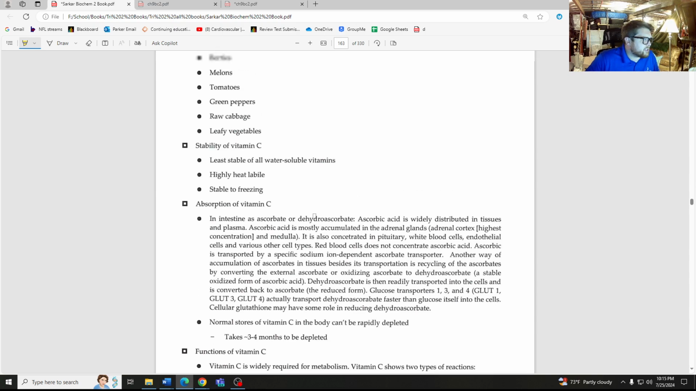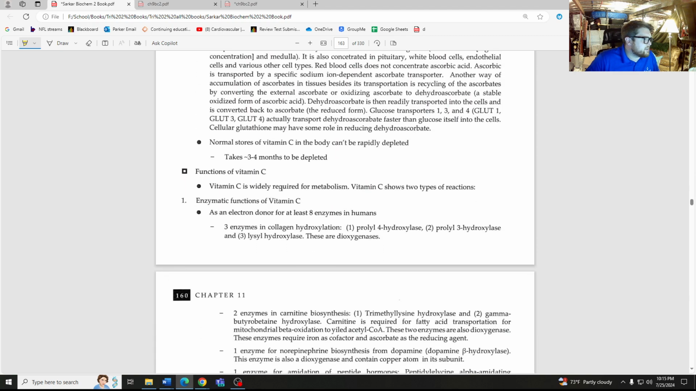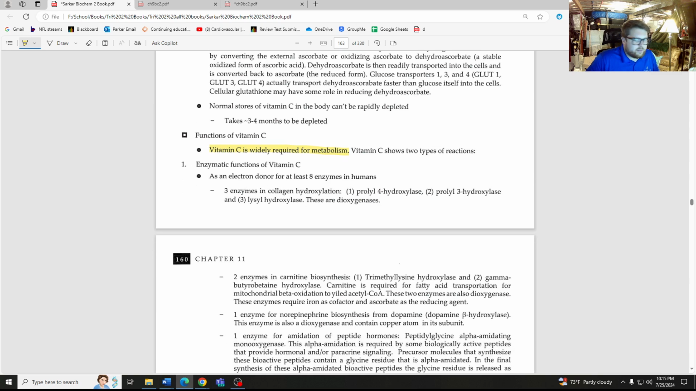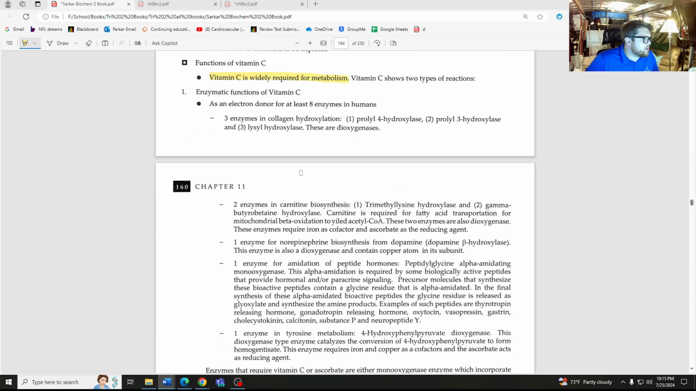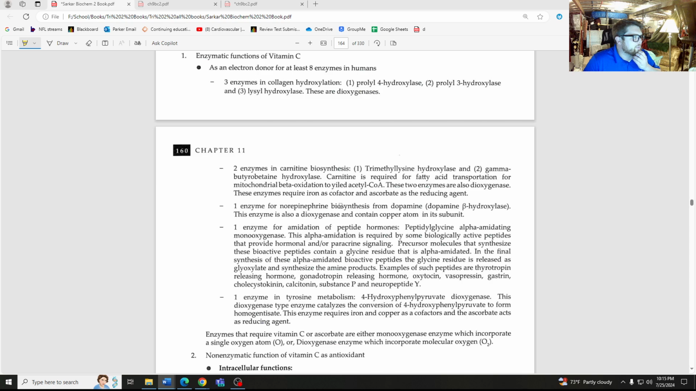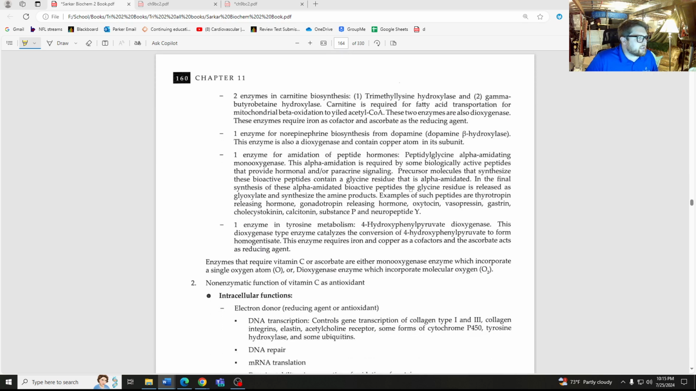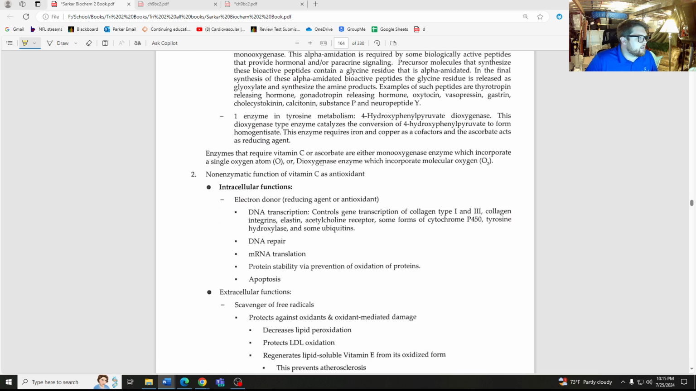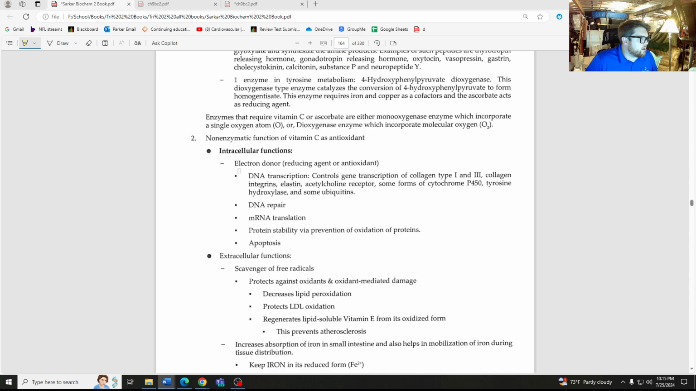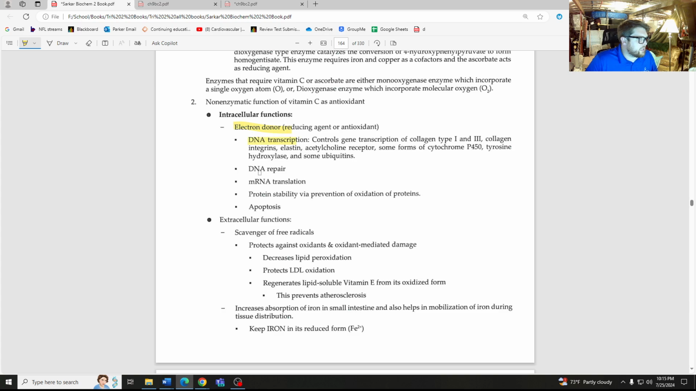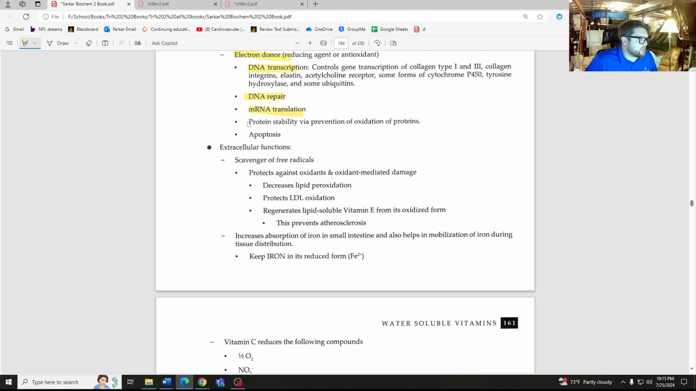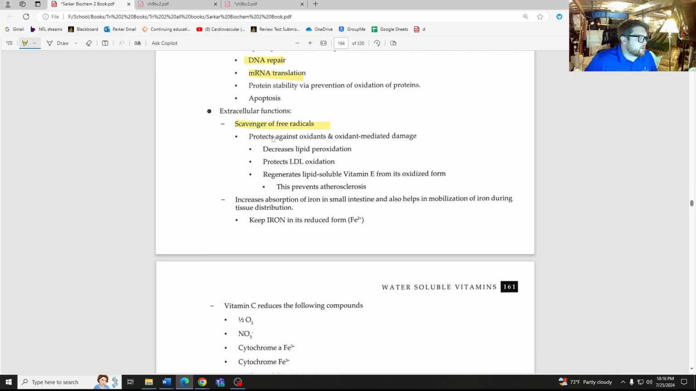A lot of this is kind of extra. I won't worry too much about that. Vitamin C is widely required for metabolism. There's a couple enzymatic functions of vitamin C. Again, we'll look at this. There's a lot of specific examples. We'll look at the line of sorting questions and see exactly what those examples are. It also acts as an electron donor. It's within DNA transcription, DNA repair, mRNA translation, all of this kind of stuff. Scavenger of free radicals, which, if we have a bunch of free radicals, they tend to pull and rip stuff off of other stuff.